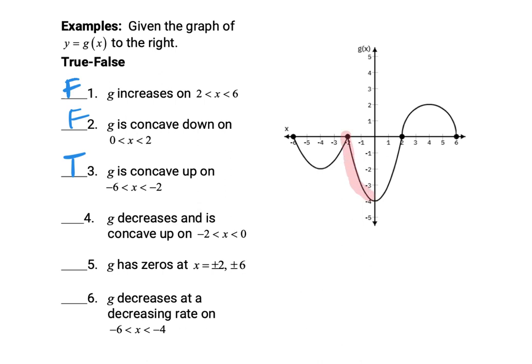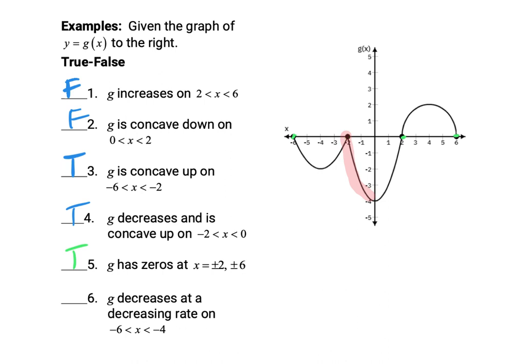So G says it is concave up from negative 2 to 0. And we said that this is true, right? It's part of our U. Wait, did I just read the wrong thing? G says it's decreasing and concave up. It is decreasing and it is also concave up, so it's true. G has zeros at positive and negative 2, positive and negative 6. Everybody got that right? That's true, okay?